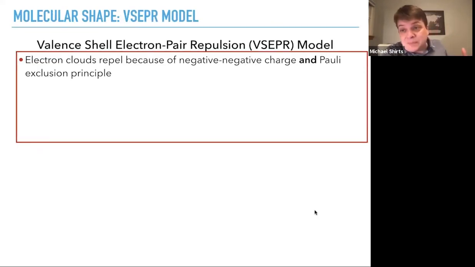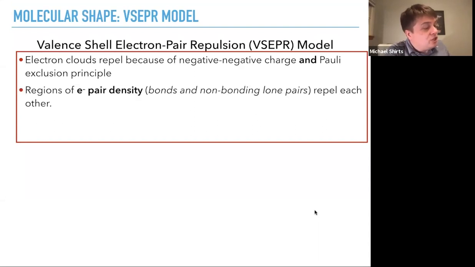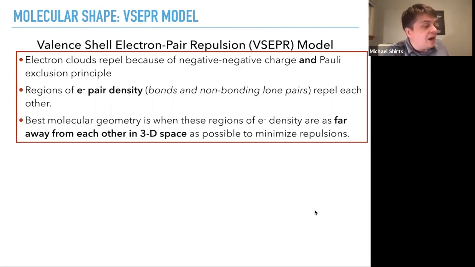Okay, so the basic principles are pretty simple. Electron clouds repel because of negative charge and the Pauli exclusion principle. So clouds of electrons don't like to be near each other. Therefore, regions of electron pair density, and these include both bonds (a bond is essentially a concentration of electrons) and non-bonding lone pairs, each repel each other. So the best molecular geometries are those when these regions of electron density are as far away from each other in 3D space as possible to minimize repulsions. And that's really it. That's the idea, and it works remarkably well for a very wide range of molecules.